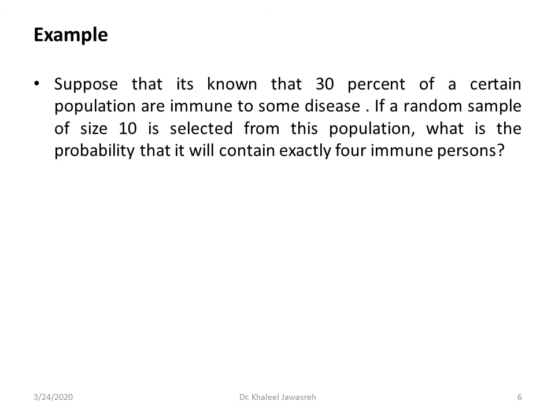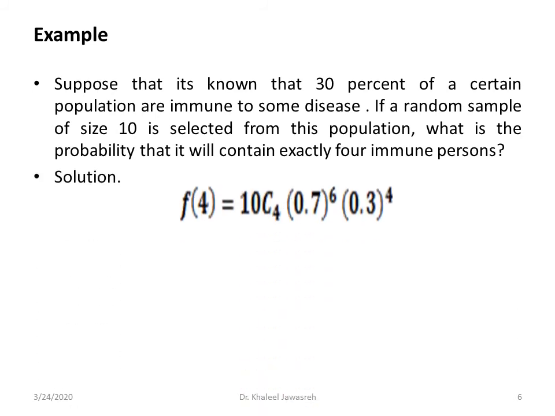And we pick a random sample. This sample is of size 10, selected from this population that has 30% immune. What's the probability that it will contain exactly 4 immune persons? If we pick 10 samples, what's the probability that 4 of them are immune? And you know that we have 30% in this large population immune to a certain disease.